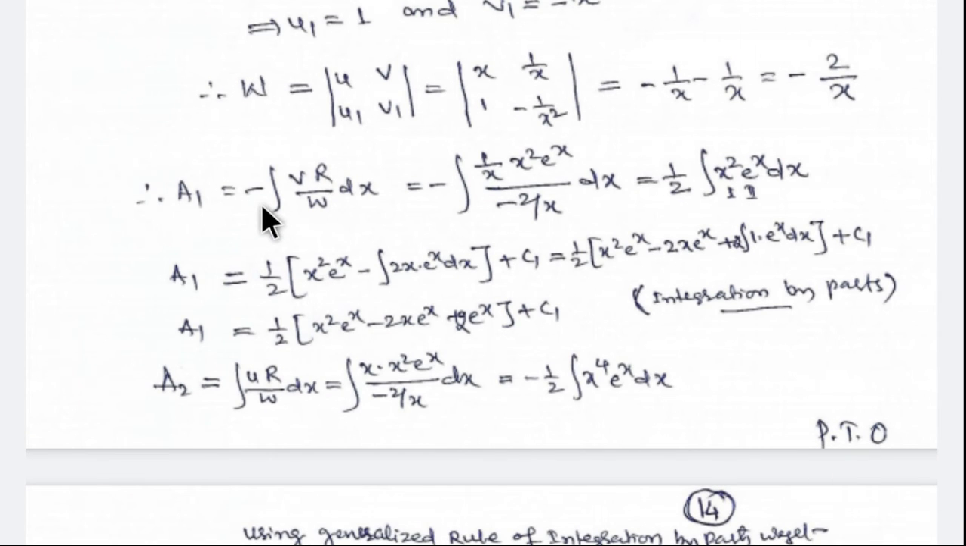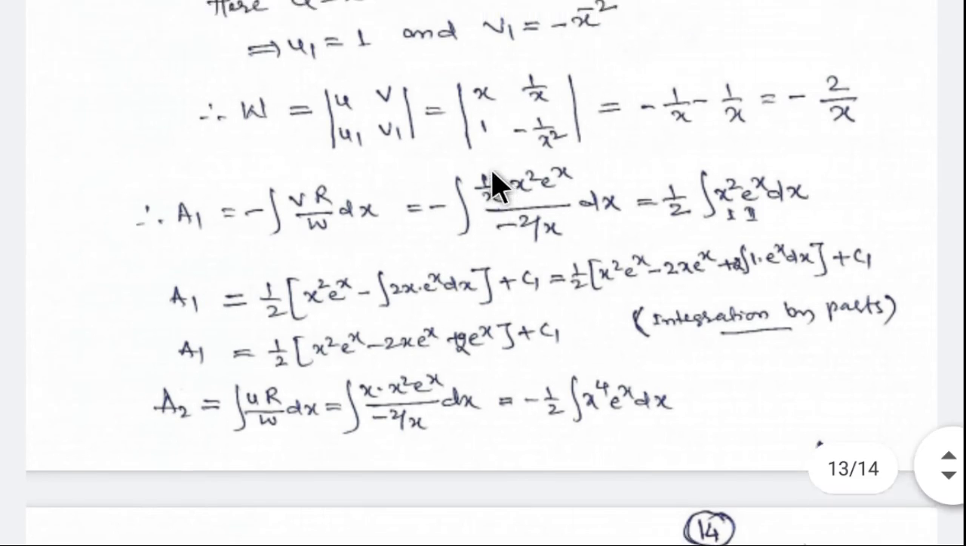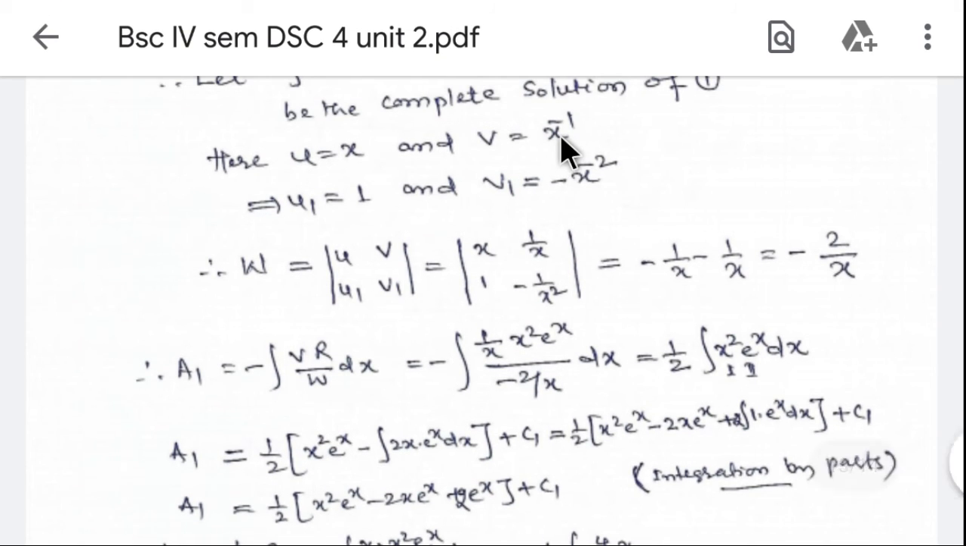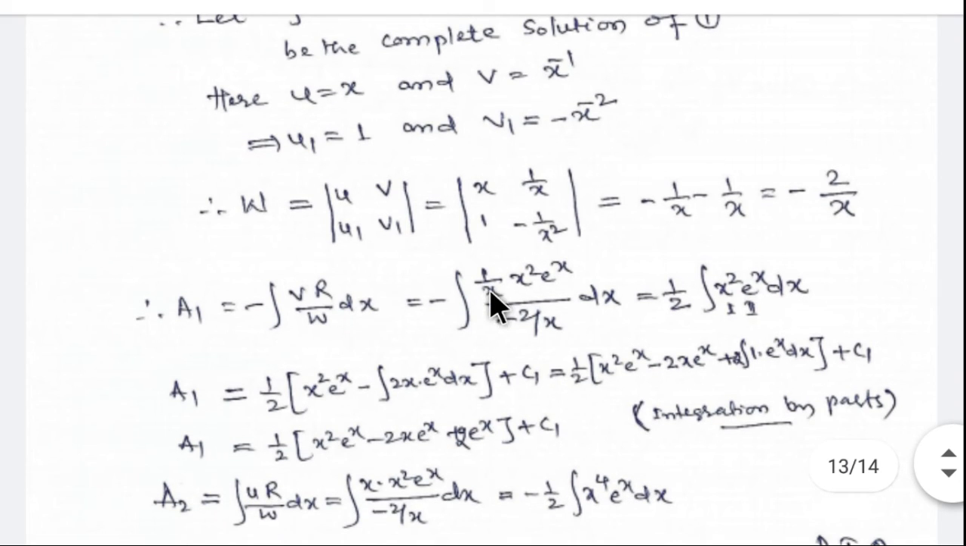So a1 is given by the formula -∫ (vR / W) dx. Substituting, v = x^(-1), that is 1/x, and R is already mentioned as x² e^x, divided by the W value, which is -2/x.